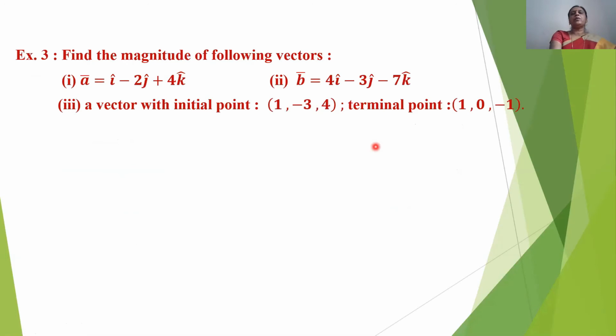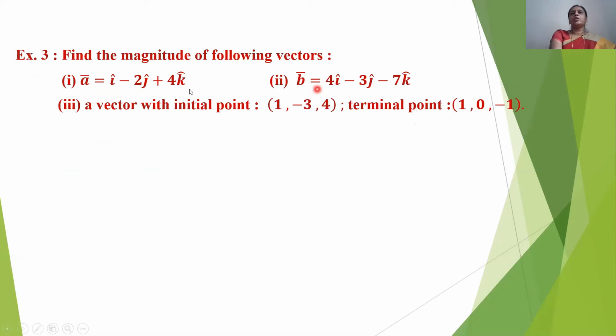Find the magnitude of following vectors. Here some vectors are given and we have to find their magnitude. Here first is A bar is equal to i minus 2j plus 4k. B bar is equal to 4i minus 3j minus 7k.